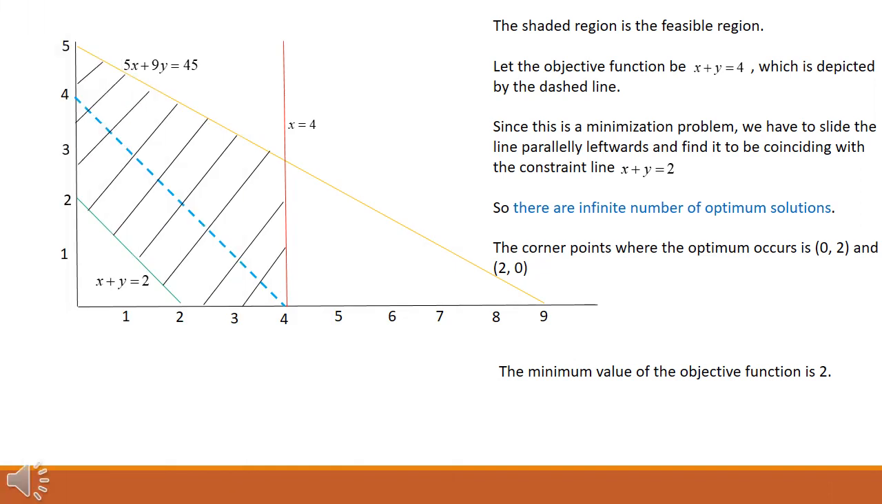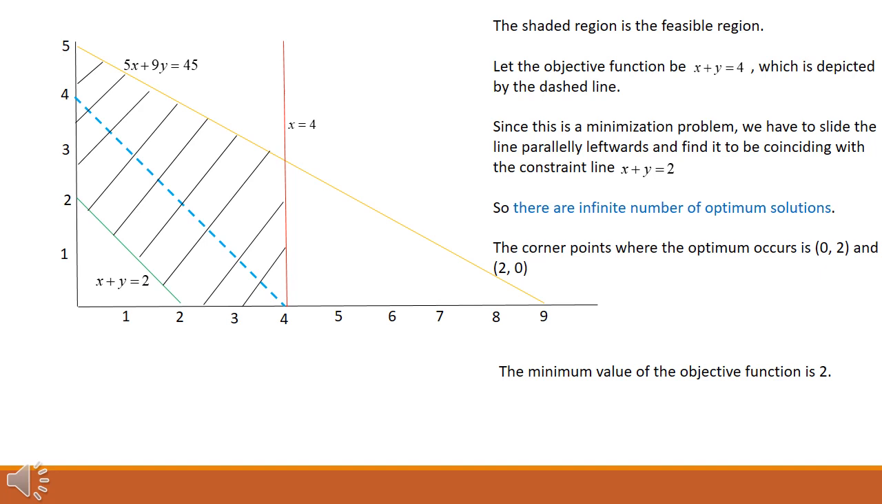From the first inequality constraint, we have 5x plus 9y less than equal to 45, which means that if x equal to 0 and y equal to 0, the inequality is satisfied. So the valid side is towards the origin below the yellow line. The second inequality is x plus y greater than equal to 2. So when x and y equal to 0, the inequality is not satisfied. The valid region in this case is away from the origin, that is to the right side of the green line. The third inequality is x less than equal to 4.